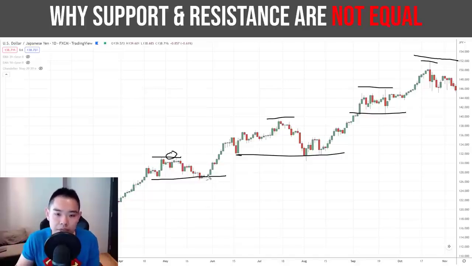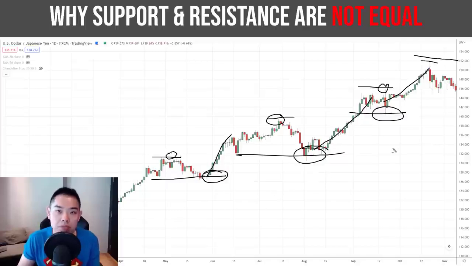You see the price breaks above resistance. This over here is resistance, price breaks above resistance. This is resistance, price breaks above resistance. Now what about support? This is support, price didn't break below it. Support, price didn't break below it. Support, price didn't break below it.